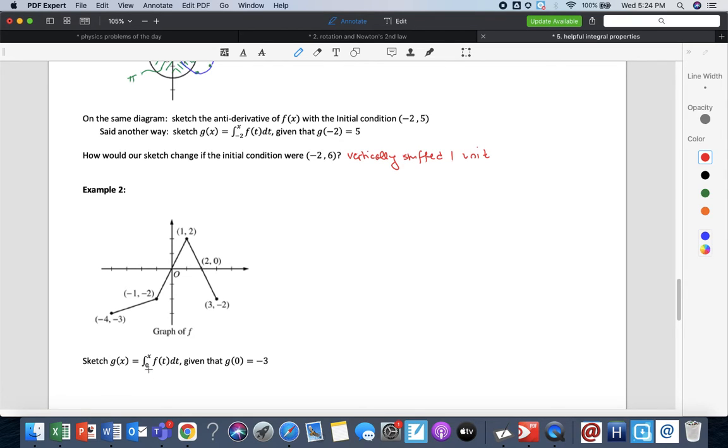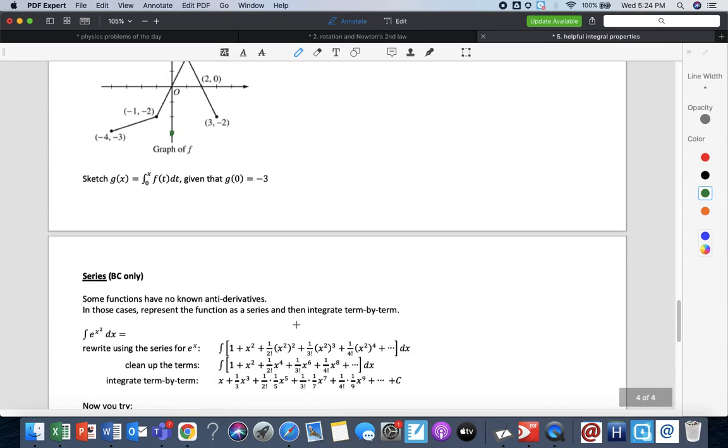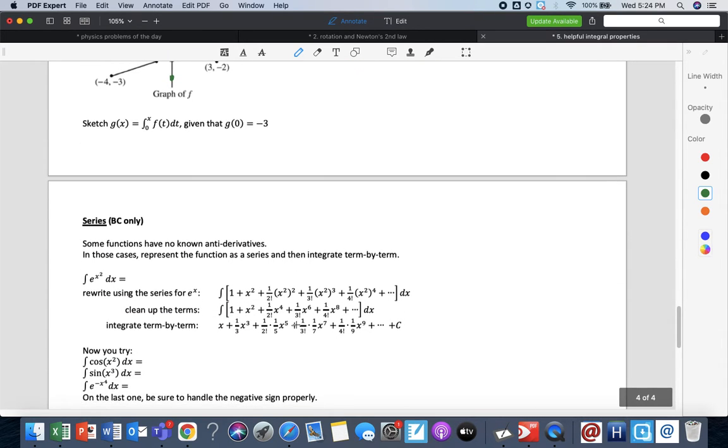I want you to sketch g. I want you to start at 0 and give the initial value on g as -3. So your initial condition, your initial point, would be down here at -3. And then you collect area, and that would tell you how far to rise and fall as you draw your subsequent points.